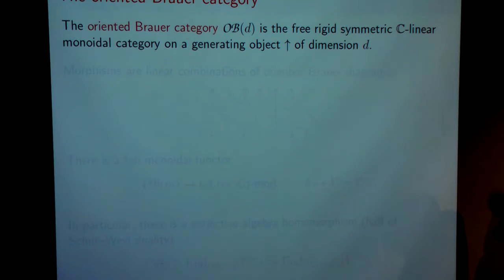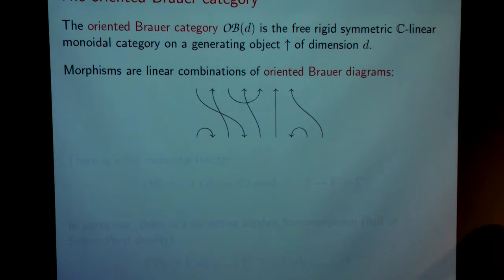So we learned all about what this was last week, but for those who weren't here, rigid means you have duals. So we actually have a dual to this generating object. Symmetric means it's a symmetric monoidal category, so we should have things like crossings. You should think of that as being the flip of representations. And dimension D is that this object should have dimension D. There's a categorical definition of dimension, but you can think about a representation of dimension D. So morphisms are pictures like this.